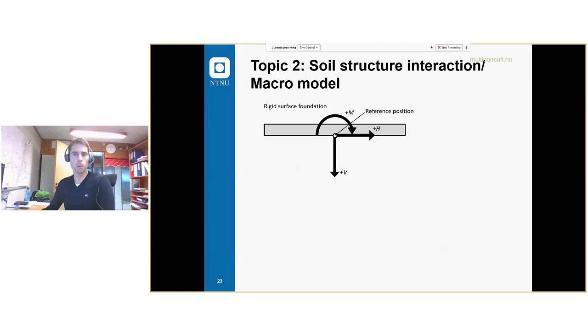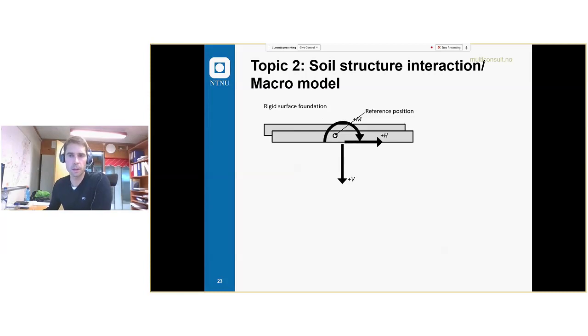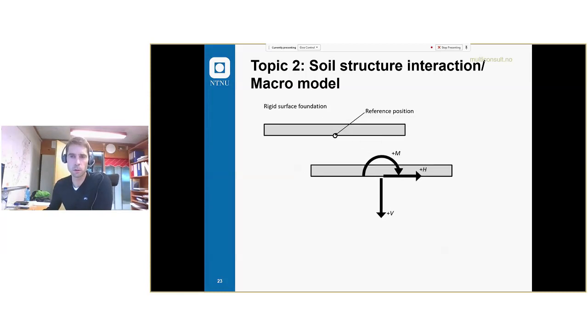So how the macro model works: the nonlinear foundation behavior is represented by one single element. And vertical load, eccentricity and inclined loads are reduced to 3 load components together with corresponding displacements, like that. And these models apply classic plasticity theory, which is used to describe metal behavior. And the model uses a yield surface, an elastic domain, a flow rule, and a hardening law.